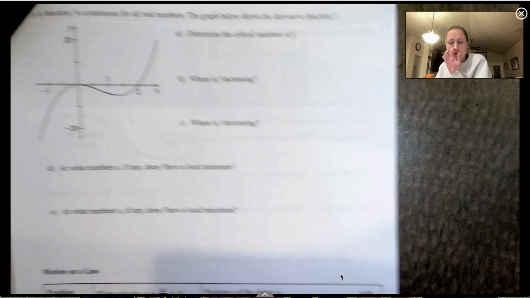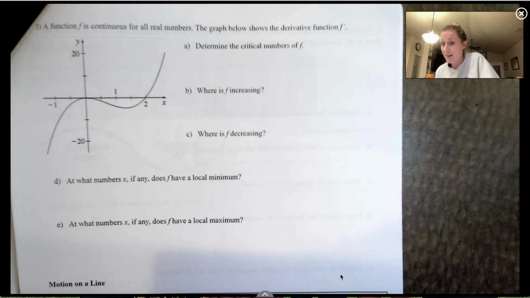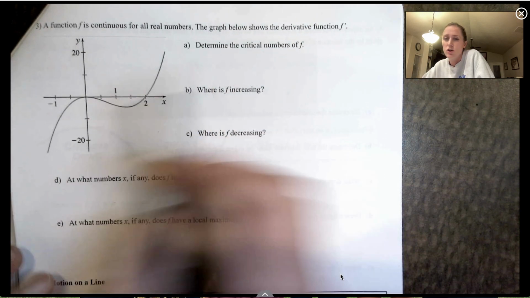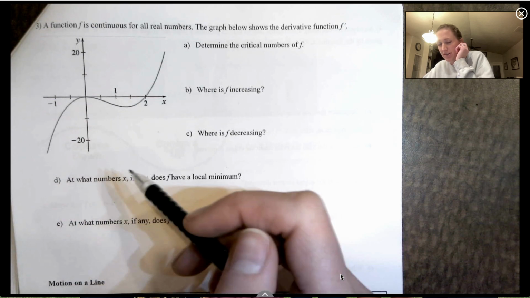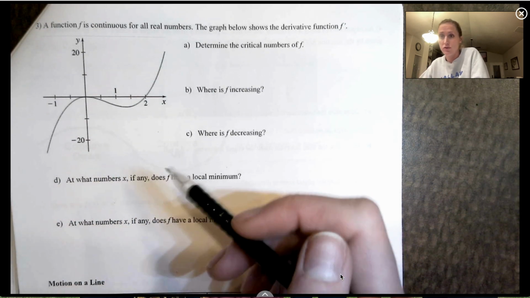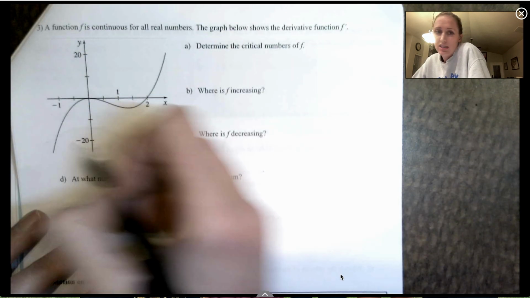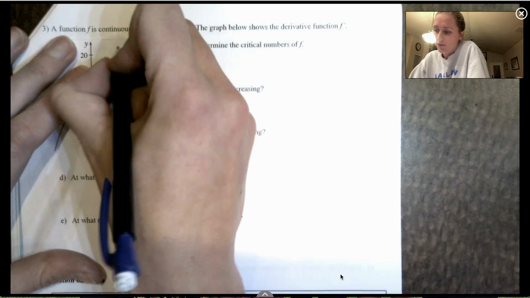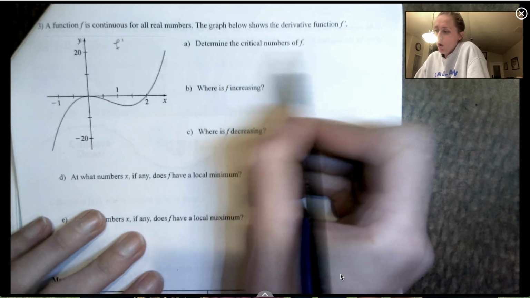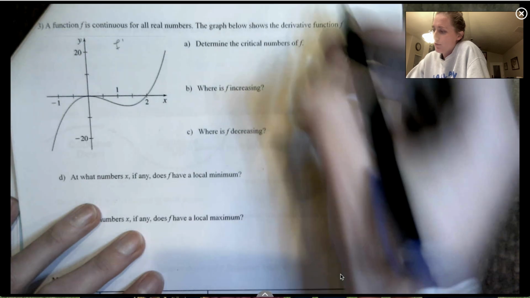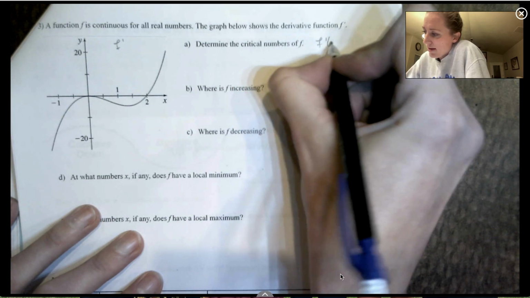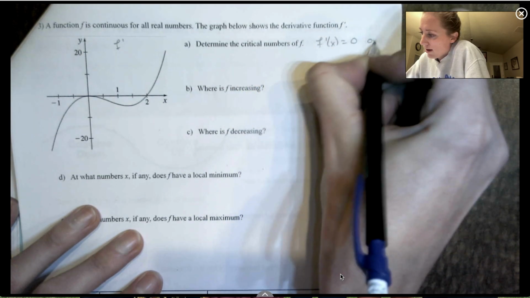All right. Another thing that we're going to practice a lot in this unit is looking at a graph of a derivative and determining what that tells us about the original function f. So this is the graph of the derivative. So this is f prime. Determine the critical numbers of f. So remember, this is where f prime of x equals 0 or does not exist.